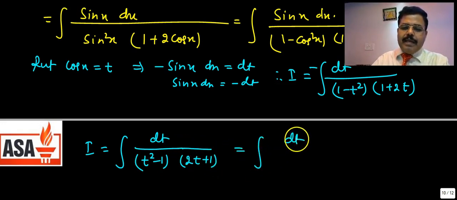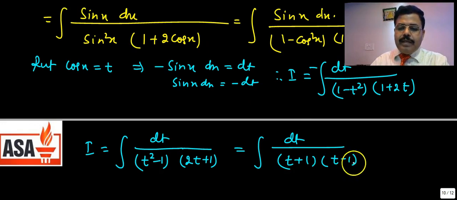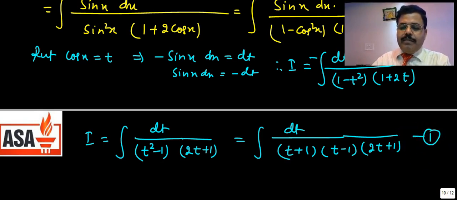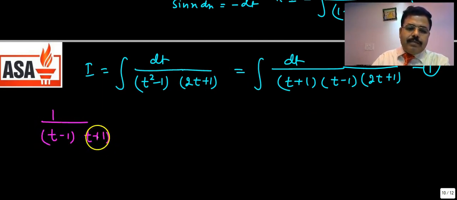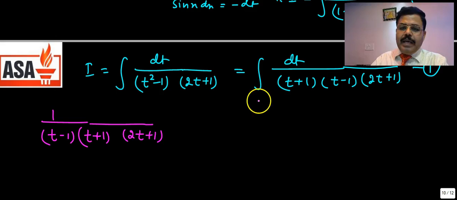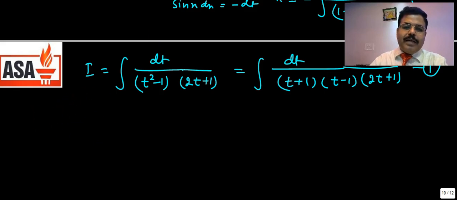So that further can be written as dt upon t minus 1, t plus 1, using a square minus b square, right? t plus 1, t minus 1, and 2t plus 1, isn't it? Now we can use partial fractions to evaluate all this. How to do it? Now consider this function, 1 upon t minus 1, t plus 1, and 2t plus 1. To answer such a question, we have given the idea already. Let me write the answer directly.